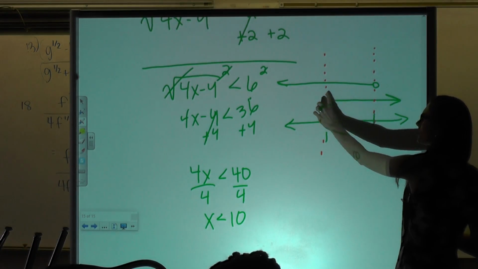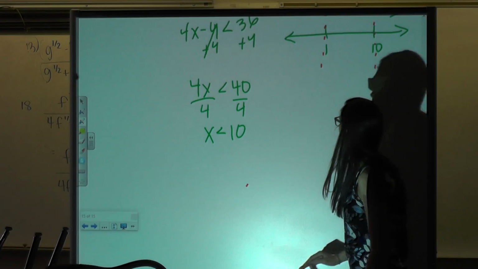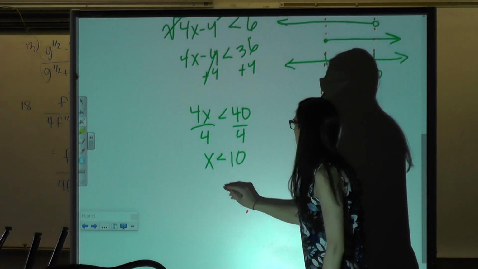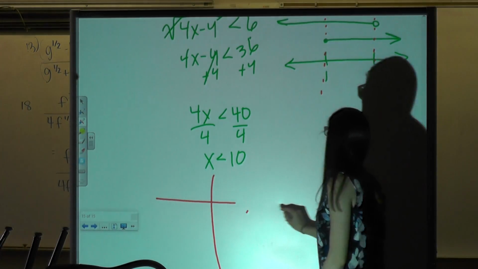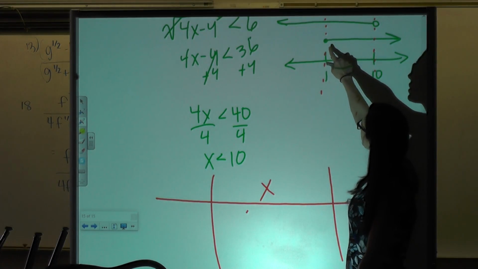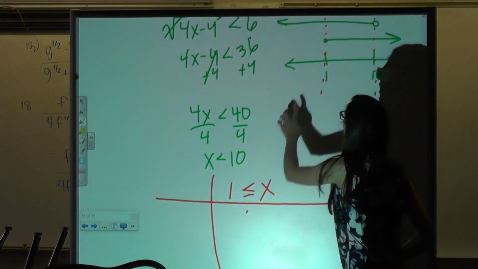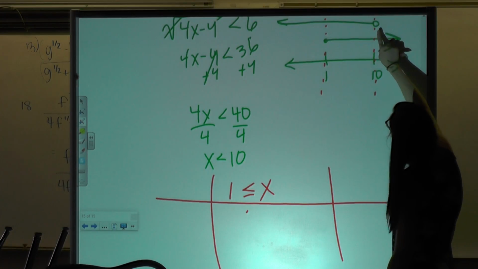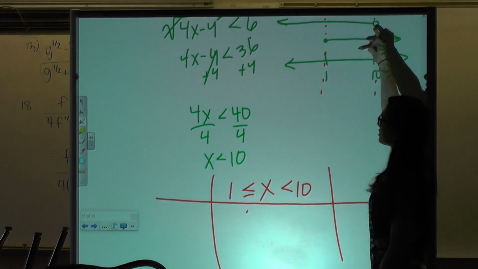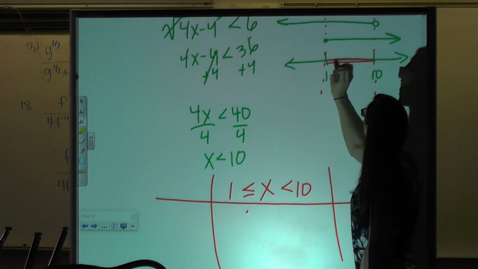So we know your first interval is going to be right here in the middle. Right here in the middle is where x is greater than or equal to 1. So x has to be greater than or equal to 1, I know because it's a closed circle, but it has to be less than 10. So less than 10, it's an open circle. Are you good with that part? So now we've done this part.